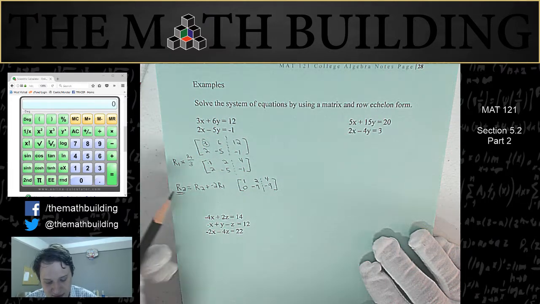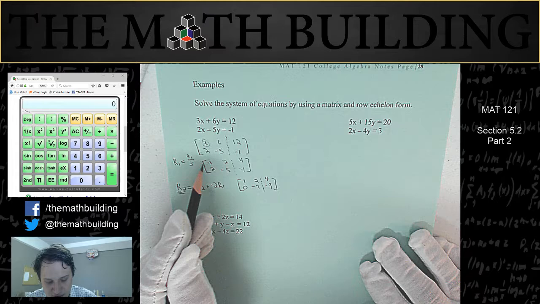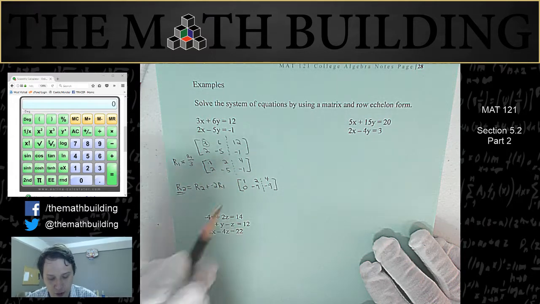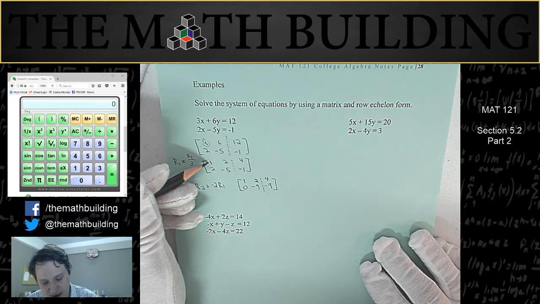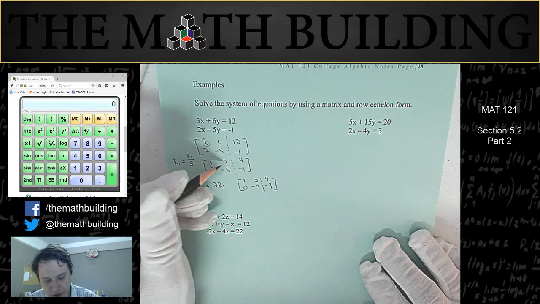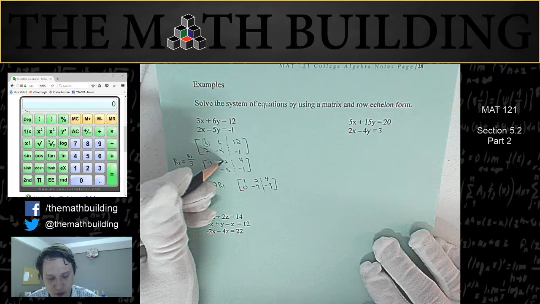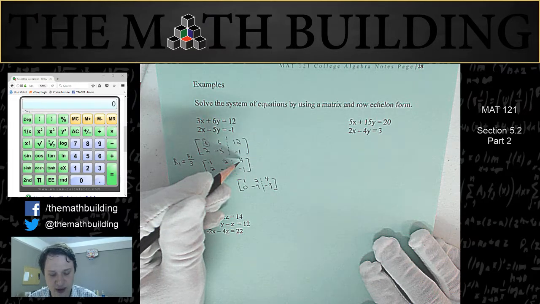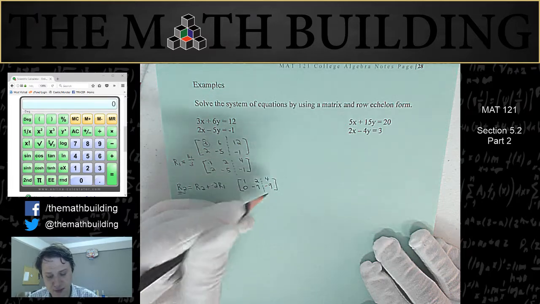Again, take -2 times the top row, and then add that to the bottom row. So -2 times 1 was -2, plus 2 is 0. -2 times 2 is -4, plus -5 is -9. -2 times 4 is -8, plus -1 is -9.